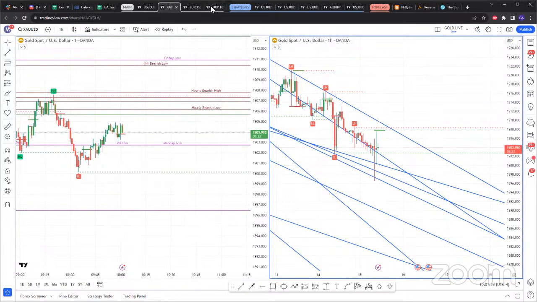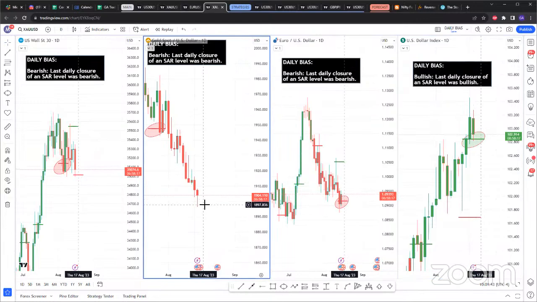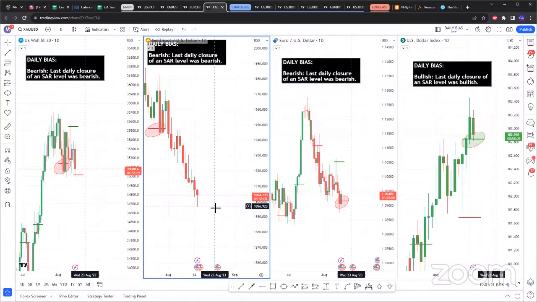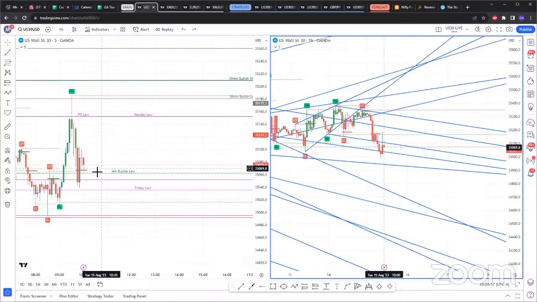And then we'll get that daily SAR that's going to be created on gold for a buy. And once we get a closure above a green SAR zone on the daily for gold, I'll just start looking for buys on gold automatically. All right, I don't see any trade. The news really didn't do much.